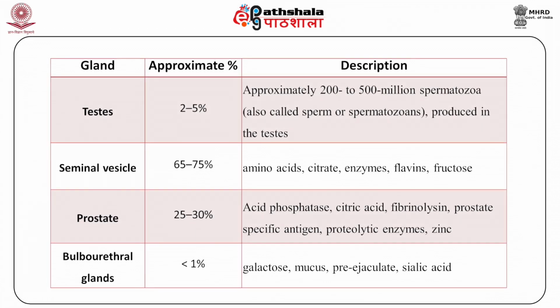We have shown in this table the various glands that are responsible and the approximate percentage of the quantity of semen and their description. In this table, we have shown the glands such as the testes, the seminal vesicle, the prostate and the bulbourethral glands. Seminal vesicle. The seminal vesicles or seminal glands are a pair of simple tubular glands posterior-inferior to the urinary bladder of some male mammals. Seminal vesicles are located within the pelvis.